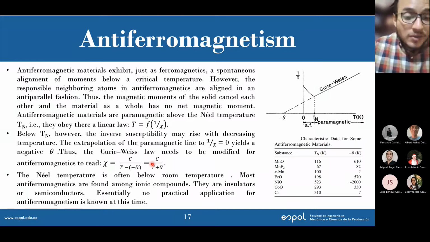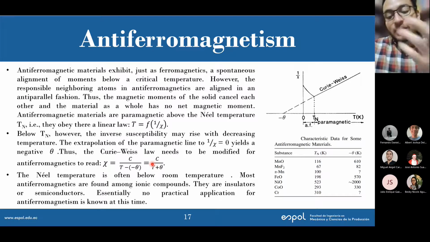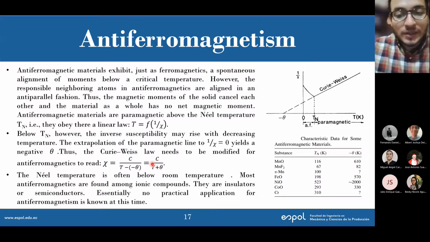Most antiferromagnetic materials are ionic compounds, and obviously they are insulators or at most semiconductors. And practical applications of these magnetic materials, really, there is not one big, important application in terms of engineering. They just behave the opposite way of ferromagnetics, but there's not really a practical application for these materials or for materials that exhibit this property.